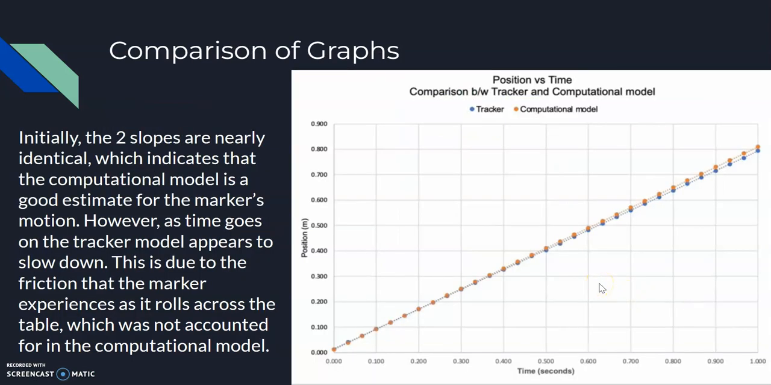Here's a comparison of the two position time graphs. Initially, the two slopes are nearly identical, which indicates that the computational model is a good estimate for the marker's motion. However, as time goes on, the tracker model appears to slow down. This is due to the friction that the marker experiences as it rolls across the table, which is not accounted for in the computational model. So the main source of error in this lab was the friction that the marker faced in the opposite direction of its motion, causing it to slow down.